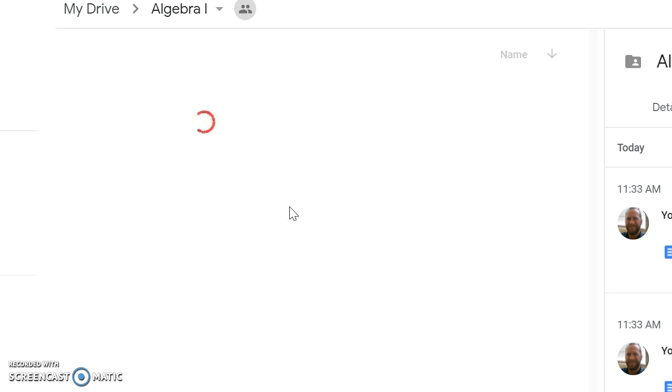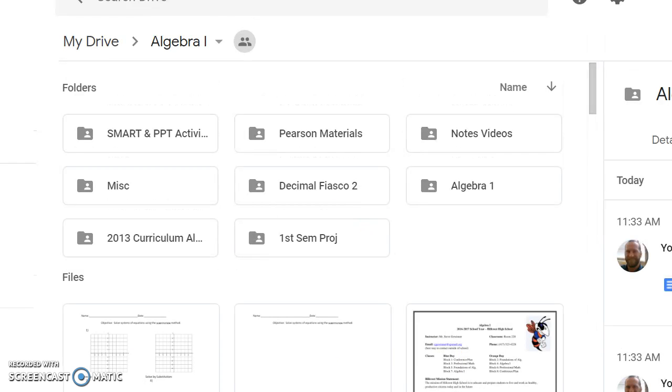Let's investigate what I have in here. Okay, in Algebra 1 we have the first semester project right here. It's not always a good idea to make a whole bunch of folders and folders and folders, and you have to click 10 times to get to one file. But I like making a folder for this project.